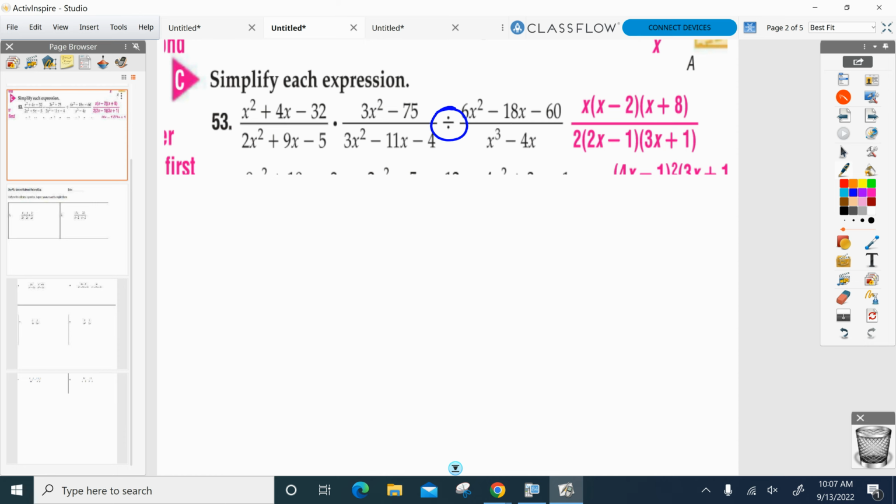See the division there? That means the one right after it is the one we flip. That's the one we're going to end up flipping at the end here. But we have 6 problems up here that we're going to end up factoring. And unfortunately, we're at the point now in class, guys, that I am not going to let you choose.